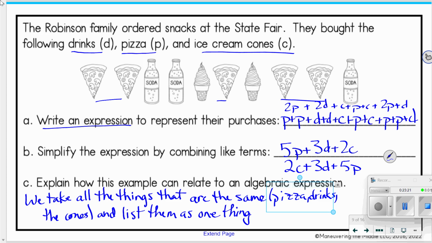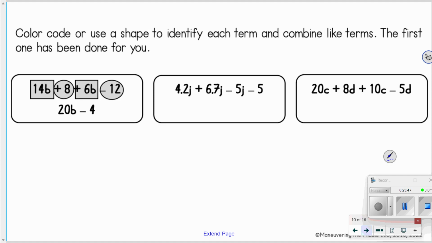Yes. Okay? Could I put together the pizza and the cones? No, they're different. Could I put together the cones and the drinks? No, they're different. Could I put together A's and B's? No, they're different. Can I put together fives and pizzas? No, they're different. Do you understand? Good, I hope so. Because now is your chance to really show me that you're getting this.